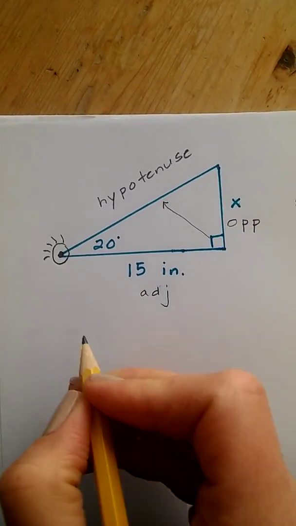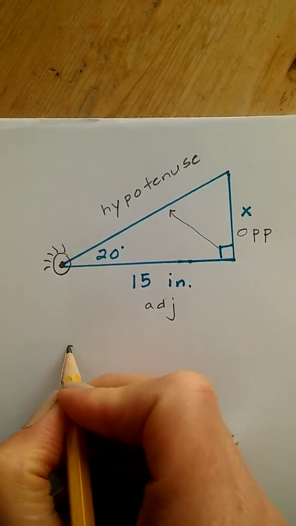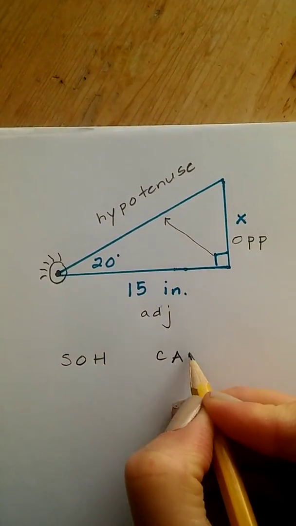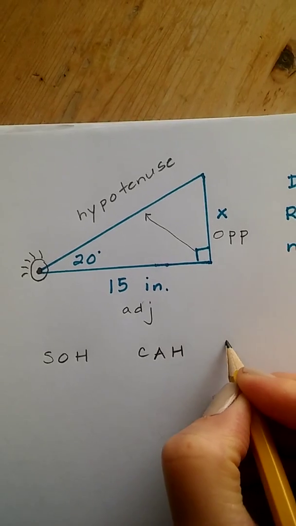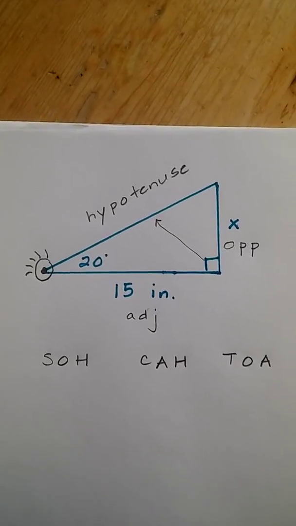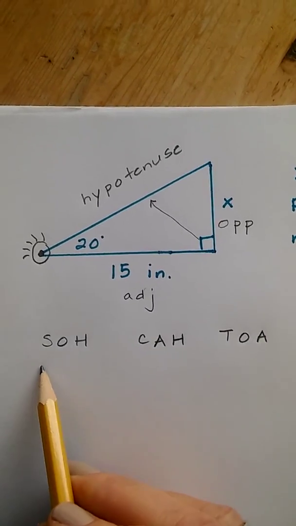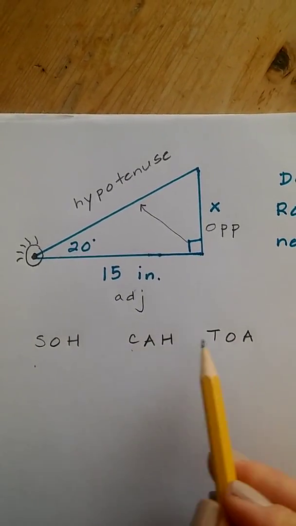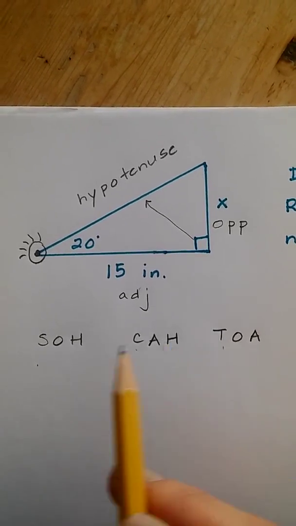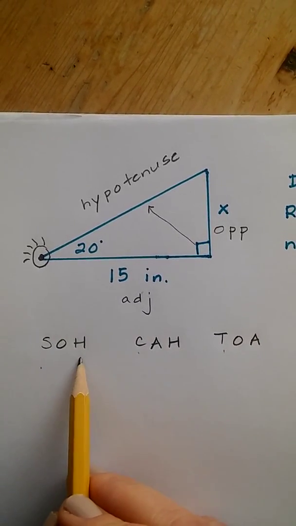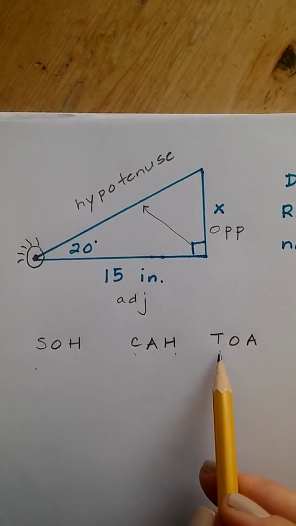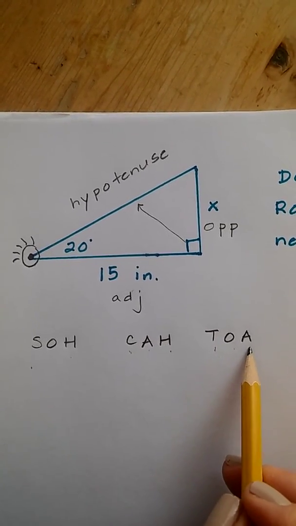Now remember, we've been using the silly sentence, some old hippie caught another hippie chipping on acorns. That helps us remember the connections between sine, cosine, tangent, and the parts of the triangle. Sine is opposite over hypotenuse. Cosine, adjacent over hypotenuse. Tangent, opposite over adjacent.